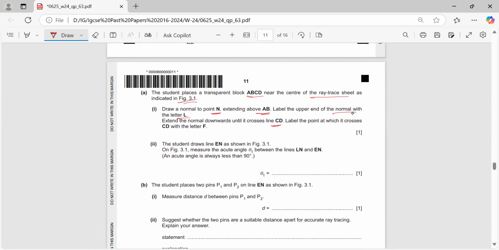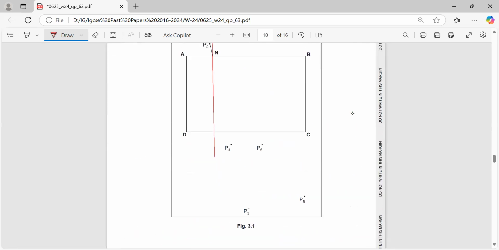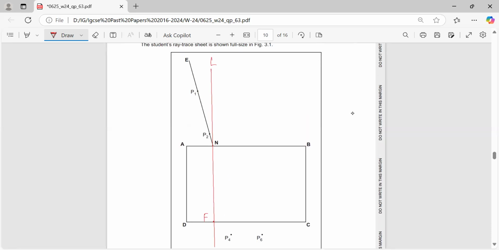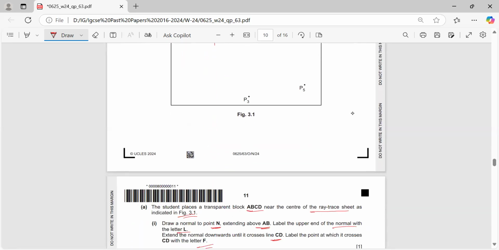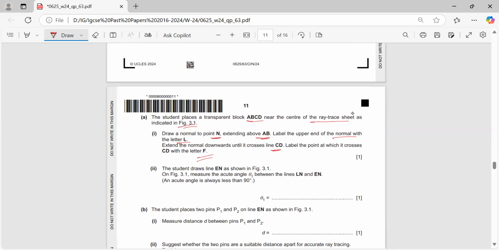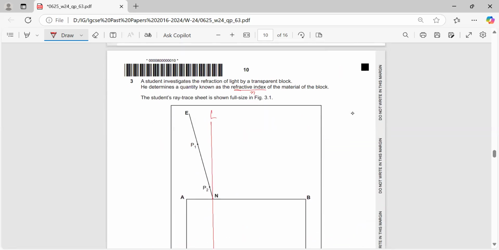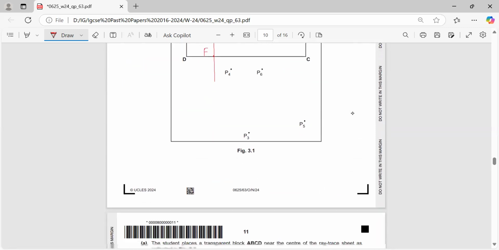Next, extend the normal downwards until it crosses the line CD. Label the point at which it crosses the line CD with the letter F, and that's what I have already done. So here where it crosses the line CD, we label it with the letter F. By just drawing this normal correctly, we have scored how many marks? 1 mark. Now the student draws line EN as shown in the figure, and it is already drawn. This is E, and here where the normal is drawn, that is N.